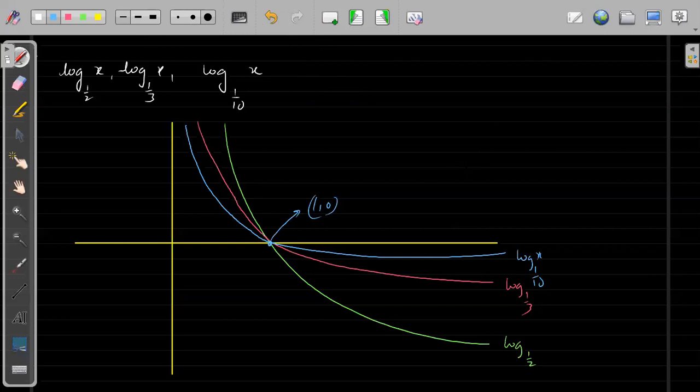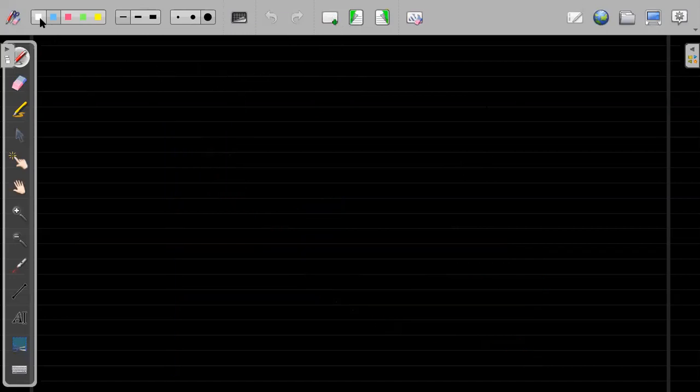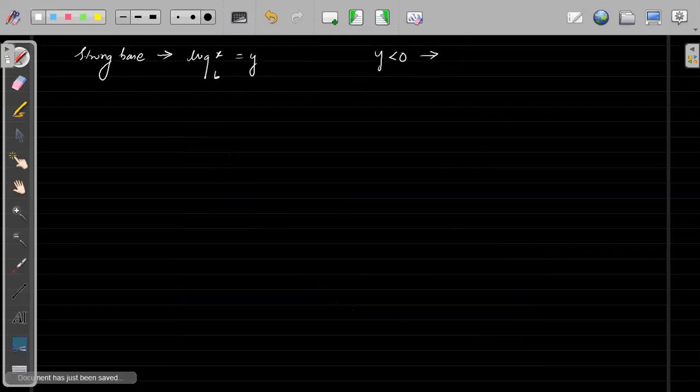If we have strong base, remember the concept of strong base and weak base. Okay. So a very small question. I'm talking about strong base. Log x base b is equal to y. For strong base, y will be less than 0 for what values of x? For what domain of x will y be less than 0? Tell me. Somebody saying x belongs to 0 to 1.